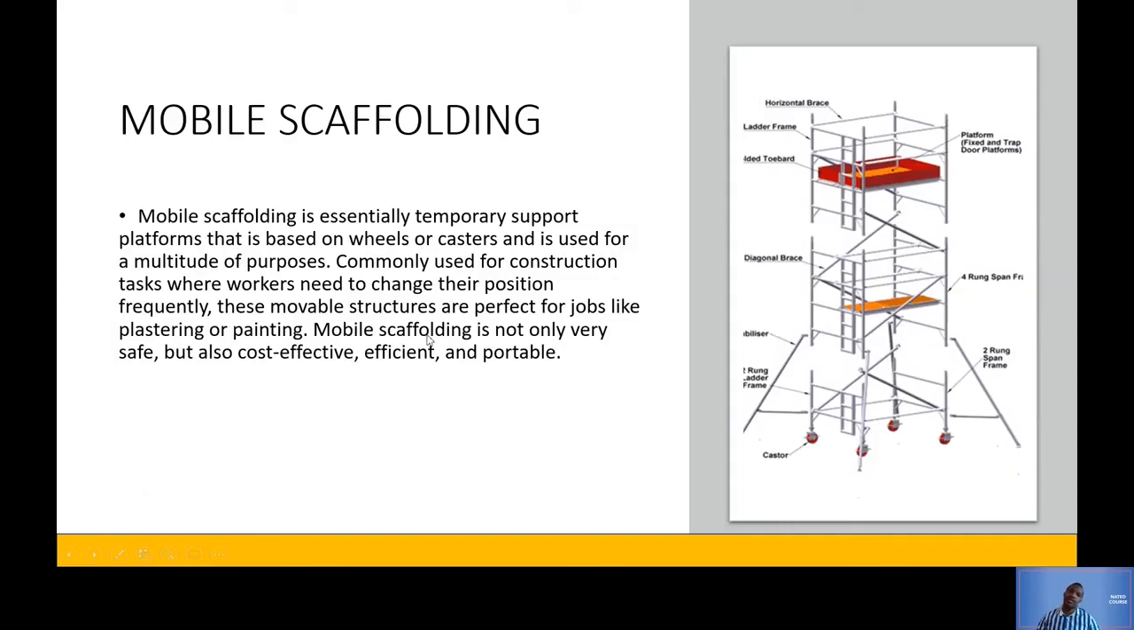Now let's talk about the mobile scaffolding. The big difference with a mobile scaffold really is just the wheels. It's like an independent scaffold, except it's got wheels. So mobile scaffolding is essentially a temporary support platform that is based on wheels or caster wheels, and is used for multiple purposes.